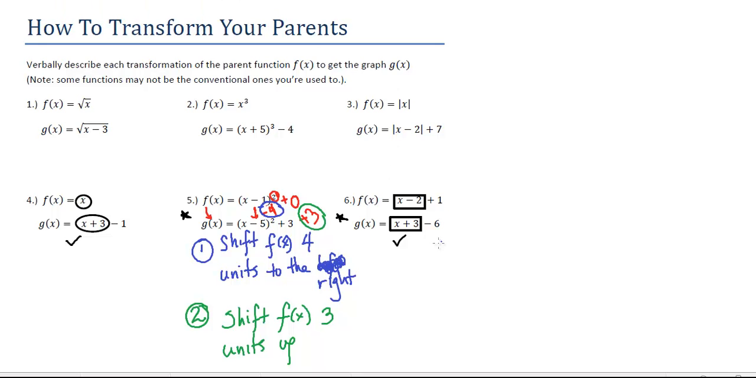Okay. Same type of situation here, and I'm going to stay consistent with the colors from the get-go. It looks like I started with a minus 2, and I went all the way up to 3. From minus 2 to 3, that difference, it looks like I added 5. And then from 1 to negative 6, it looks like I subtracted 7. Since I subtracted 7, it looks like I shifted f of x 7 units downward.